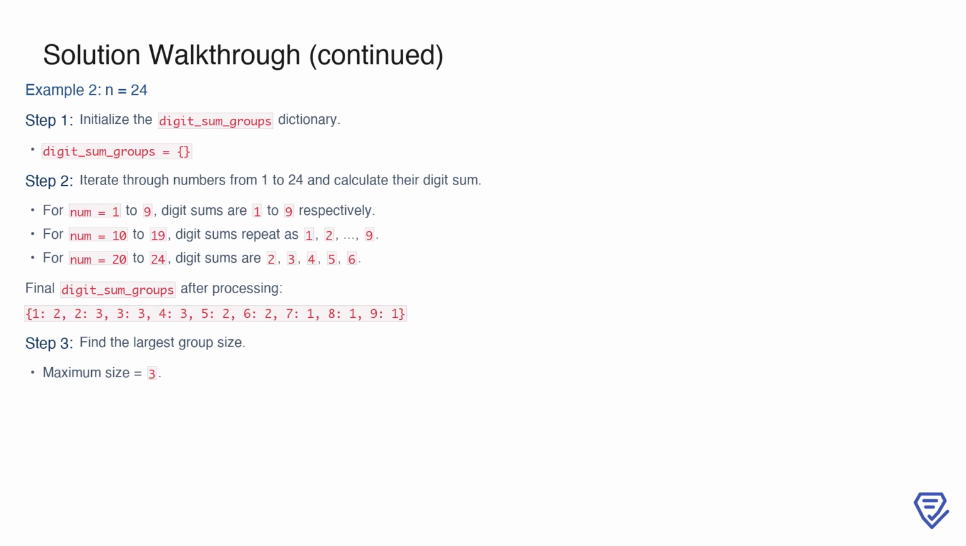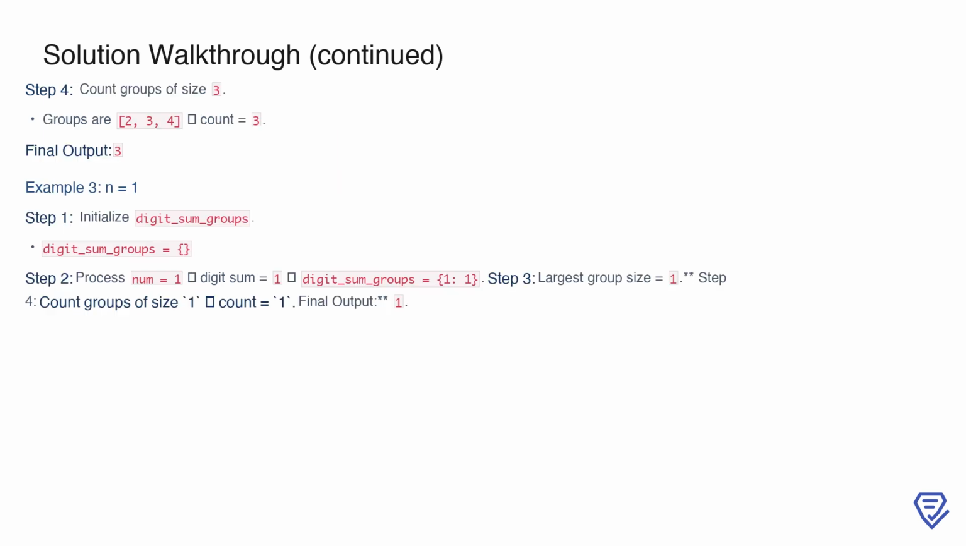From here, we observe that the maximum group size is 3, as the largest count among the values is 3. To complete this example, we count the number of groups that have the maximum size of 3. Looking at the dictionary, the keys with a count of 3 are 2, 3, and 4. This means there are 3 groups with the largest size. Therefore, the final output for this example is 3.